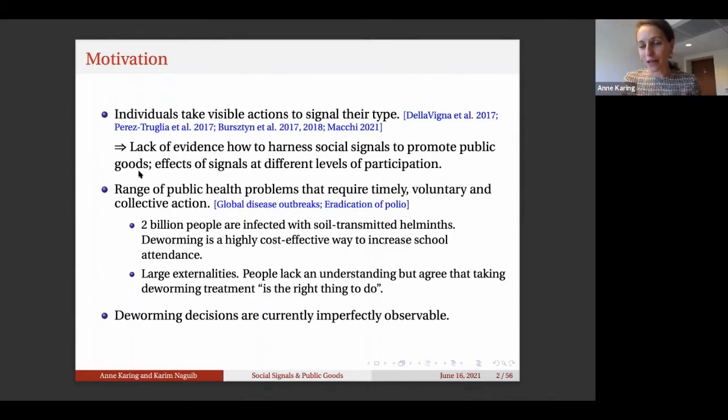From a social planner point of view, we would always want there to be a higher take up of deworming treatment, since there are large externalities from taking deworming treatment. And I'll show you a bit more in a moment about this, but people generally lack an understanding about these externalities, but they agree in general that deworming treatment is the right thing to do. So you and I should take deworming treatment. Lastly, to mention, deworming decisions are currently imperfectly observable.